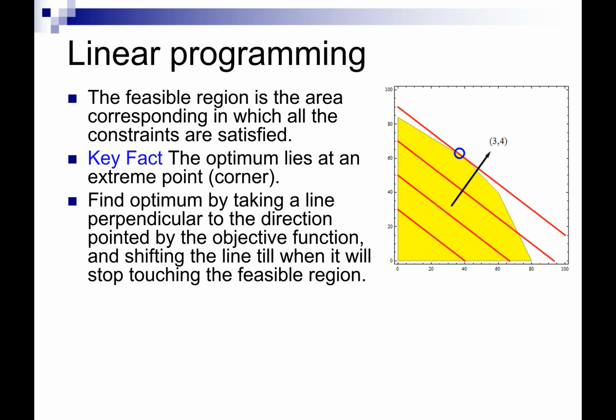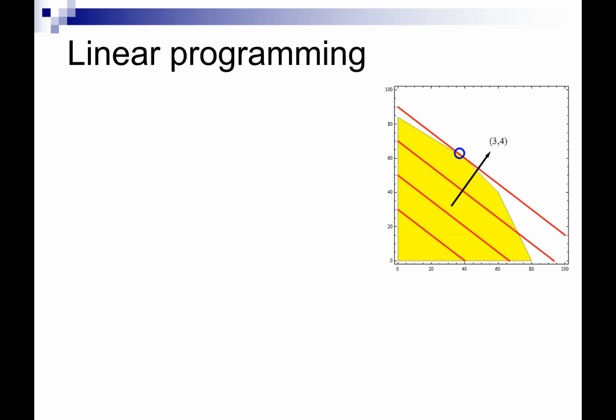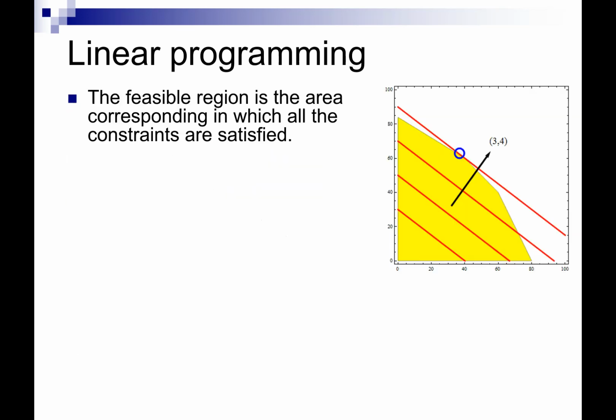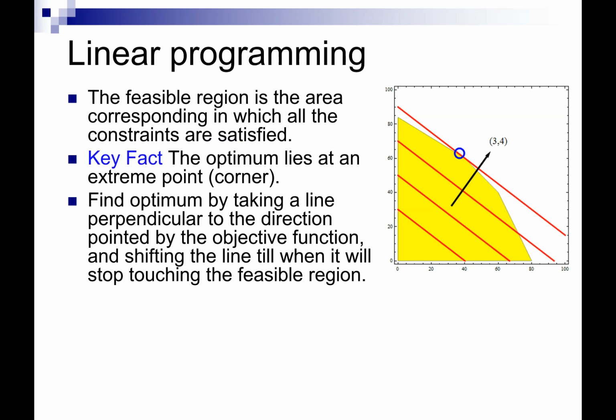Right, and then the procedure for actually finding the optimum is this. These lines were formed by taking the objective function, which is this function 3w plus 4b. All of these red lines are perpendicular to that objective function's direction. And then we were pushing these red lines until they hit one of the extreme points of the feasible region.